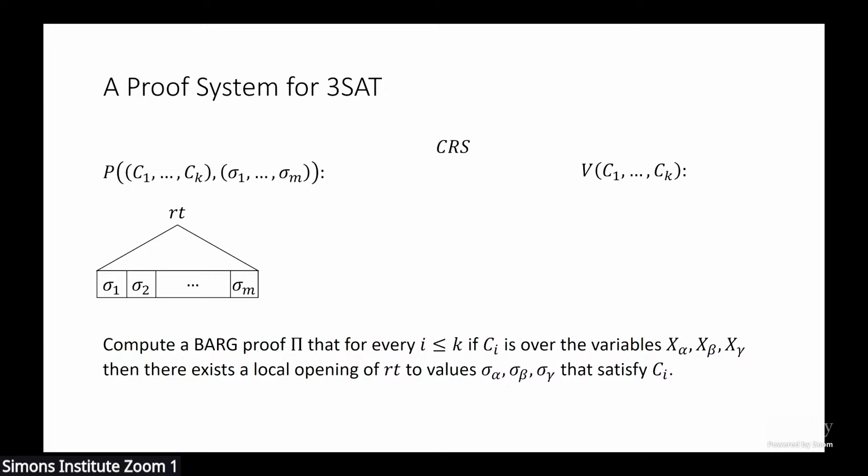Okay, so the way this works is that for every constraint, we're going to have a statement that says that if this constraint is over the variables x, alpha, beta, and gamma, then there exist some openings, sigma alpha, sigma beta, sigma gamma, that are consistent with this root, and they satisfy the constraint ci. So for every ci, we're going to have one of these statements, and we're going to prove all of them together in a BARG. Okay, so we're going to send the root and the BARG proof, and the verifier can check.